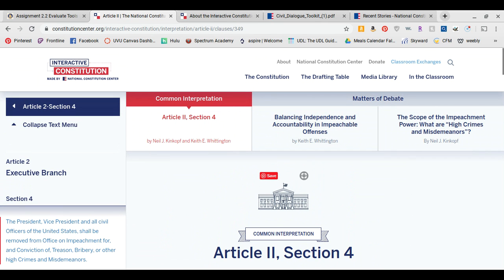But then I want them to think a little bit deeper about it. So these matters of debate, what are things that we don't fully understand about impeachment powers? What are some things that haven't fully been explored? What are the debates that are going on right now with impeachment? And they've got 2 articles, one written by each of these scholars, about independence, impeachment, what are high crimes and misdemeanors, those kind of information. And let my students read through those things.